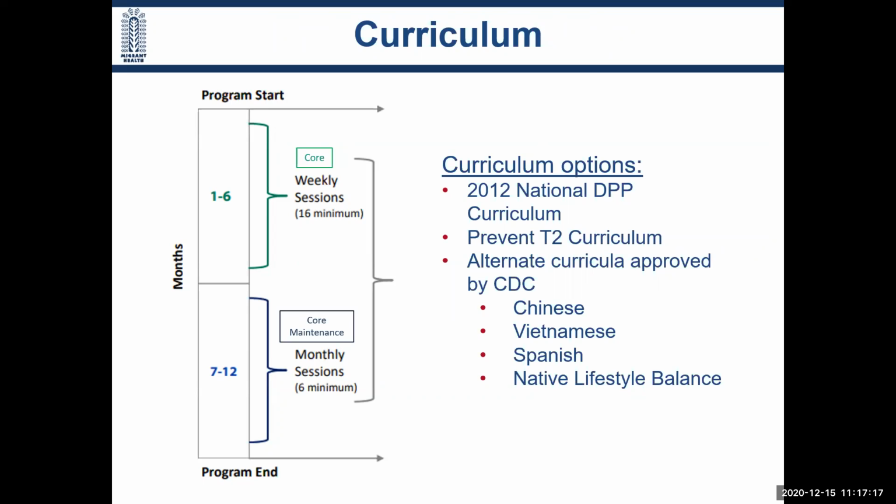If your program has specific language or cultural needs, you can apply for an alternate curriculum to be approved by the CDC. Within any of the curricula, on the left-hand side of this slide, you see the layout of the program. The first 6 months are what's considered the core sessions. The core phase of the program is a weekly session for a minimum of 16 sessions. In the second half, we move to core maintenance, and those sessions move to monthly at a minimum.